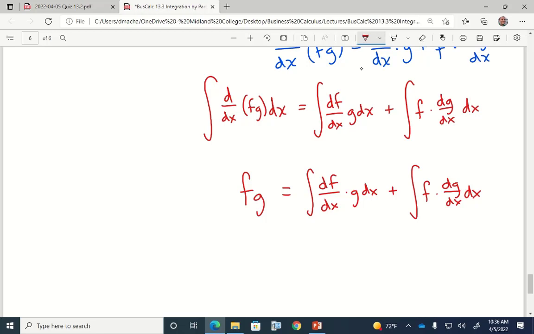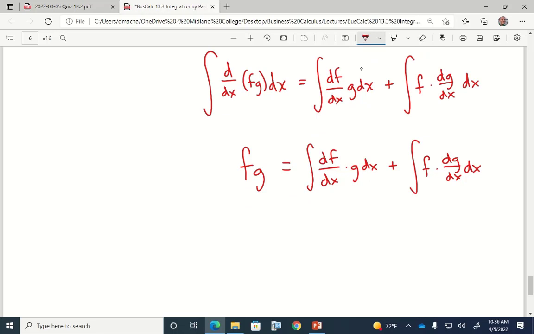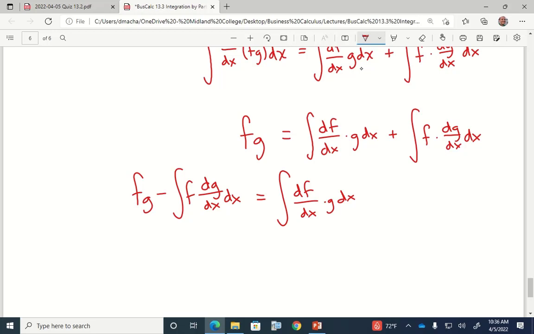So what we're doing, well, let me make one more step here. I'm going to subtract this last thing from both sides of the equation. So on the left side, I'll have f times g minus the antiderivative of f times dg dx dx. And on the right side, I have the antiderivative of the derivative of f with respect to x times g dx. I'll just change this because multiplication is commutative, so I can also write this as g times df dx, like that.